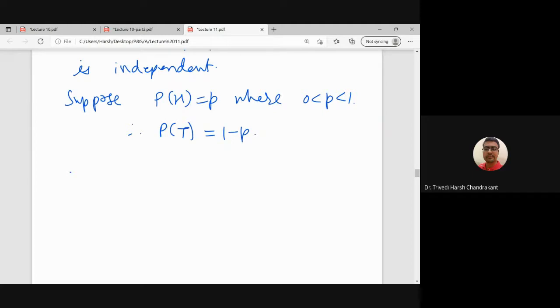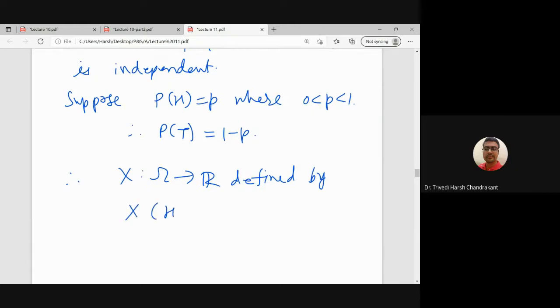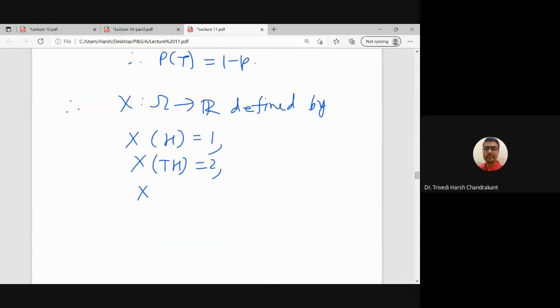Right. So therefore in this experiment, if you remember, we have assigned a random variable to this event. In the last lecture we defined X such that X(H) is 1, X(TH) is 2, right, and so on. This is a random variable because it assigns each experimental outcome to a real number. So this is a random variable. We want to find its probability mass function.